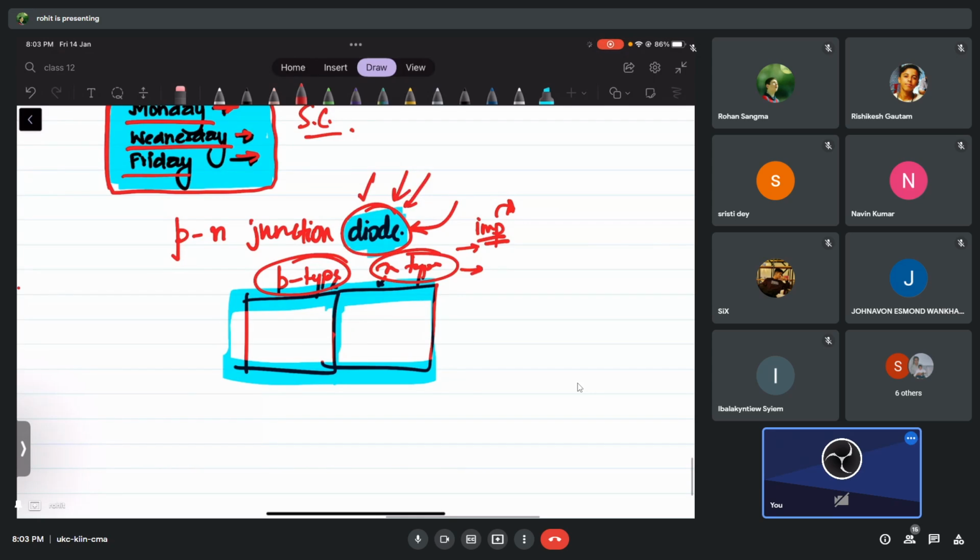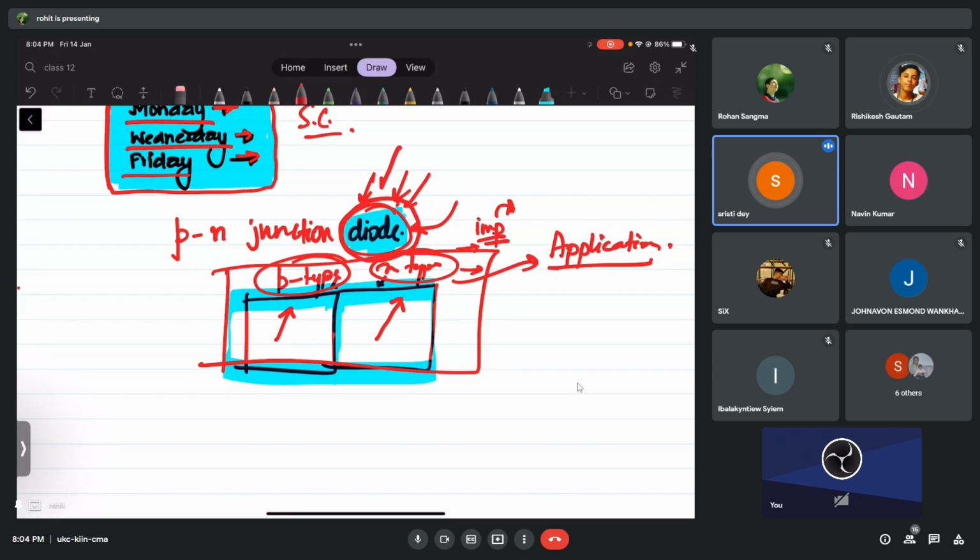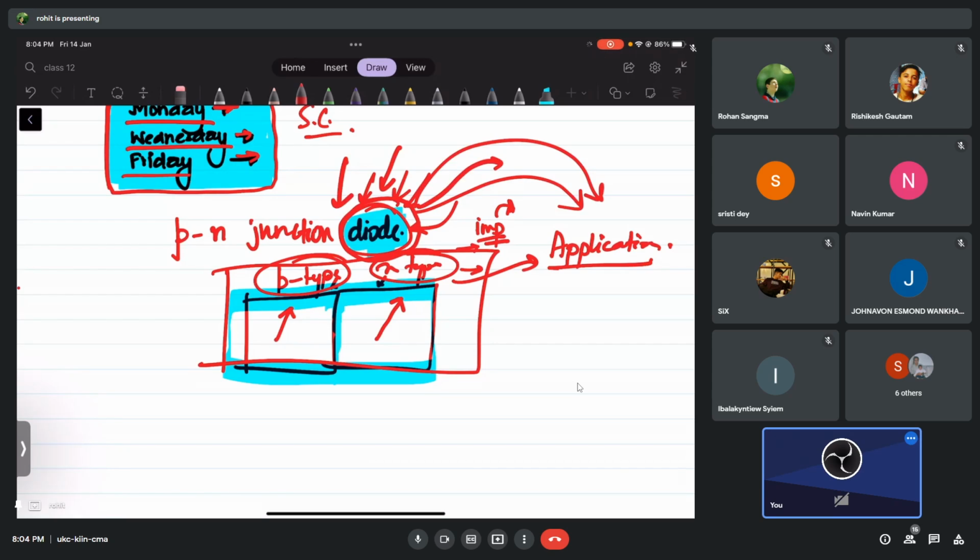So this is left out. After this there are only 4 topics left: applications of this diode. That's it. There's nothing else in this chapter. Can you understand, guys, what we are going to do next? You have to understand p-type and n-type, and when we join them, what do we get? PN diode. And how many applications of diode are we going to study? 4, and this chapter is going to be over.